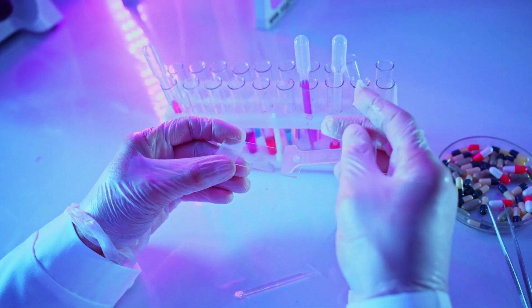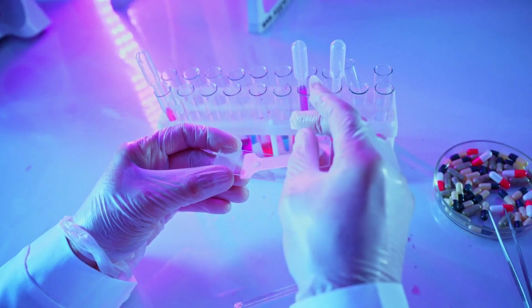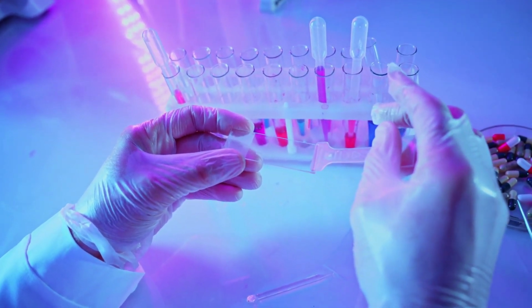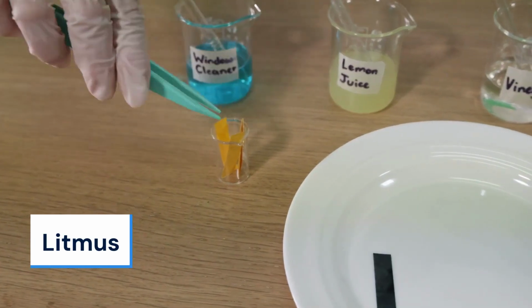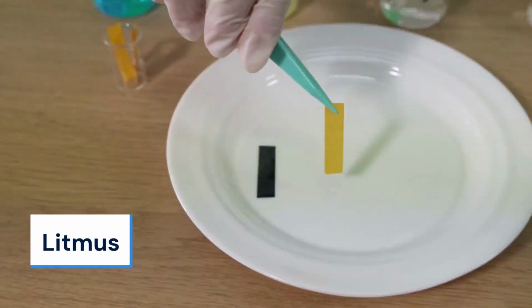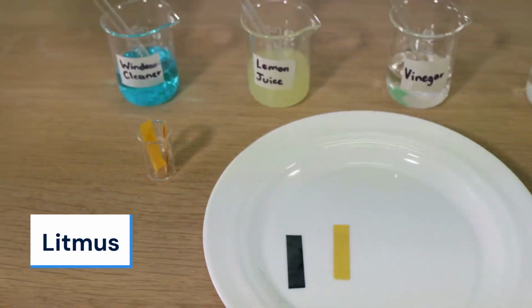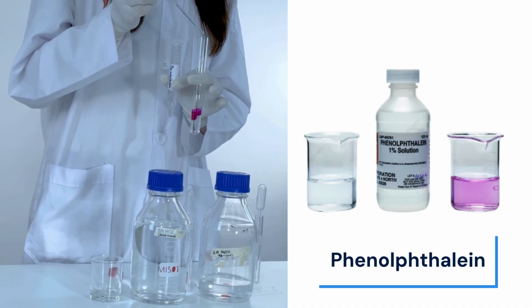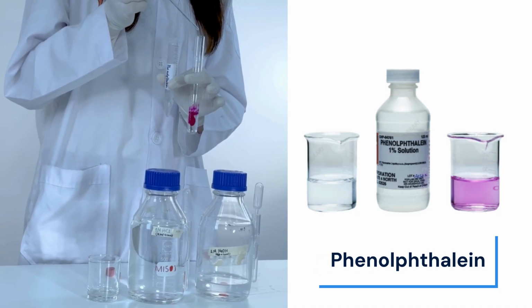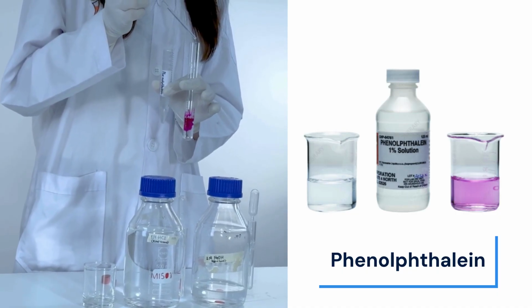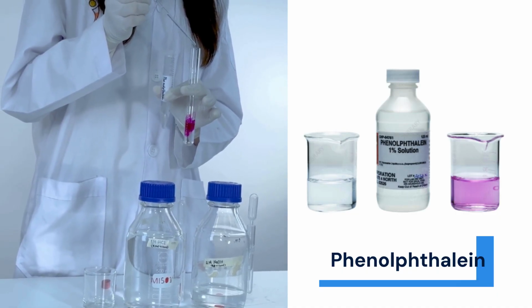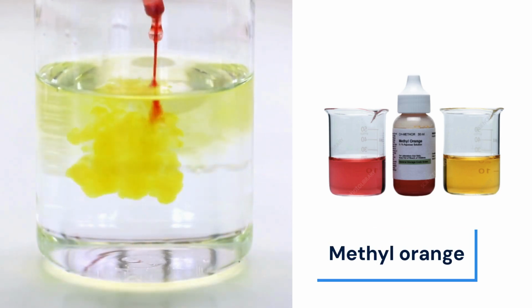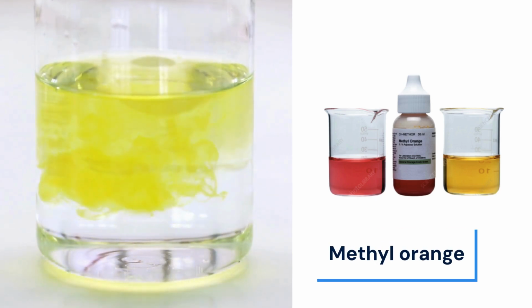Since it is unsafe to taste or touch acids and bases, chemists use special substances called indicators to identify them. One of the simplest indicators is litmus, which turns red in acidic solutions and blue in basic ones. Phenolphthalein is another indicator, and it is colorless in acidic or neutral solutions, but turns a clear pink color in basic solutions.